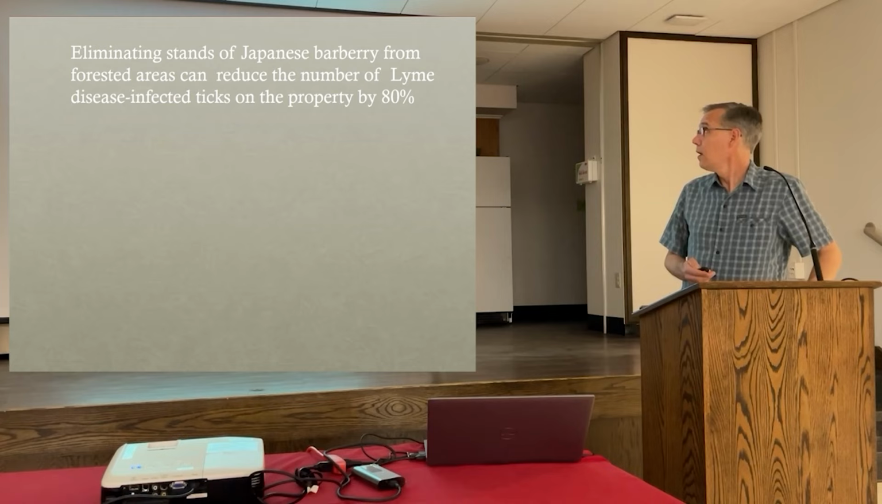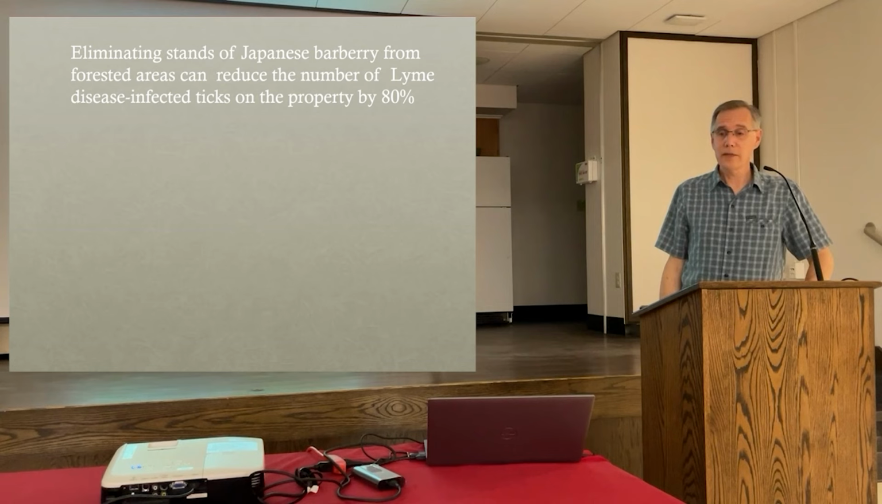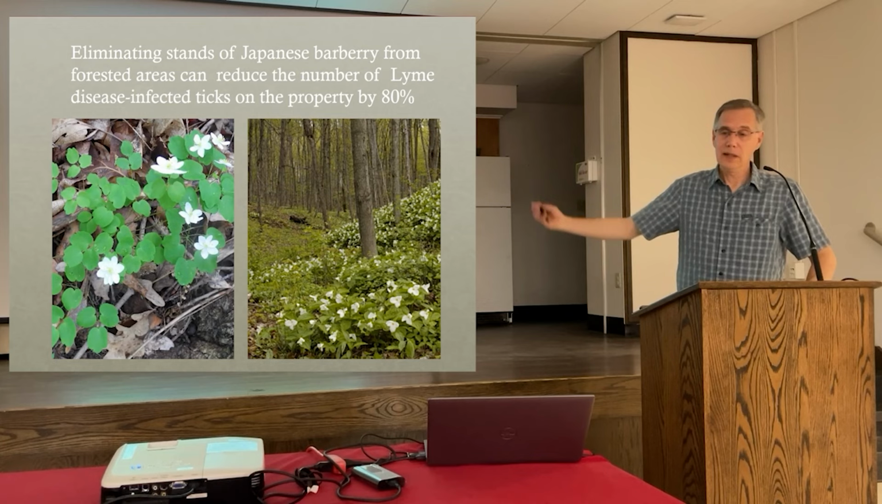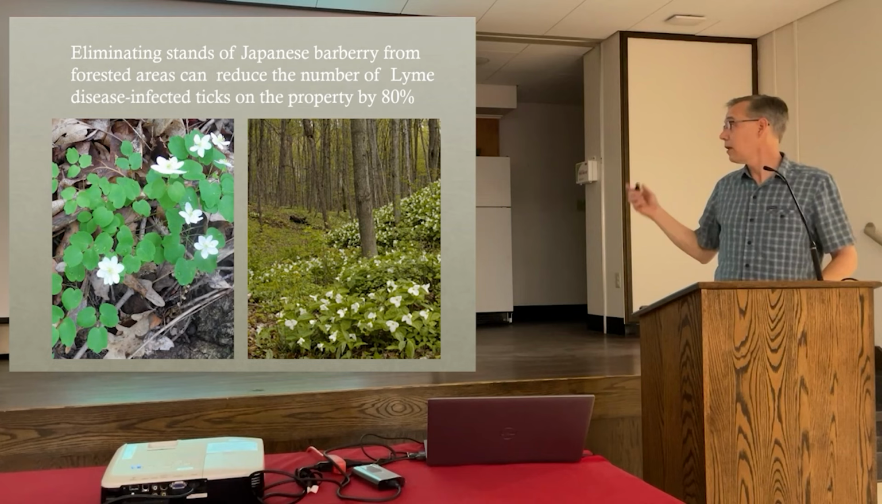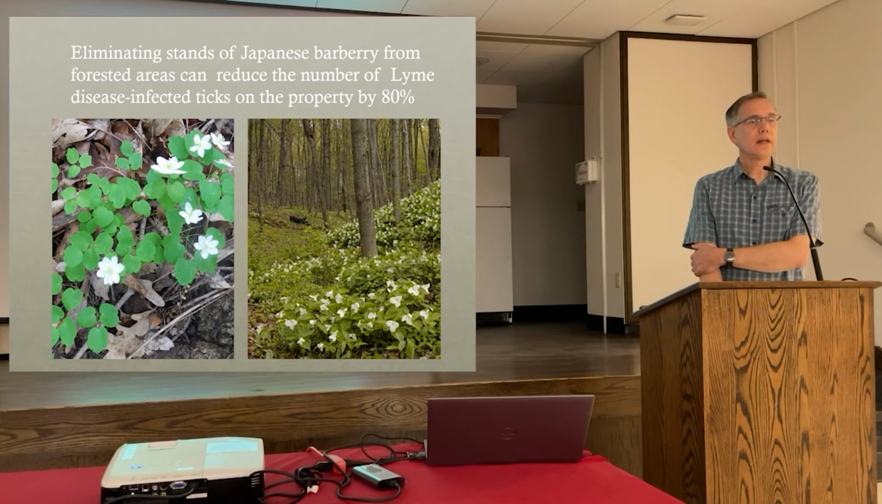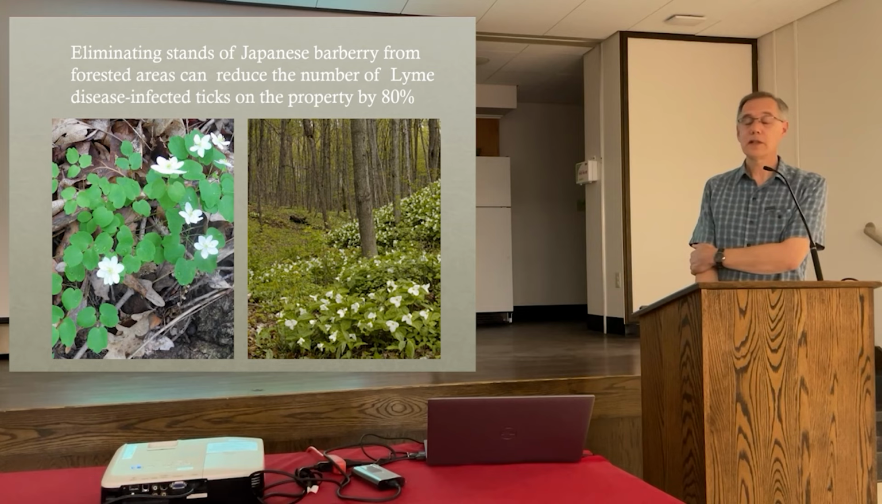In this experiment, they actually eliminated barberry and they found recovery. Part of this is also excluding deer, because deer like to eat a lot of our native plants, including the trillium there. But when they removed the barberry, the disease-infected ticks were dropped by 80%.